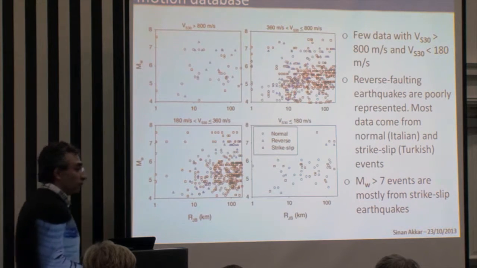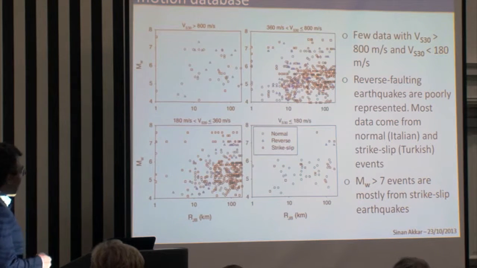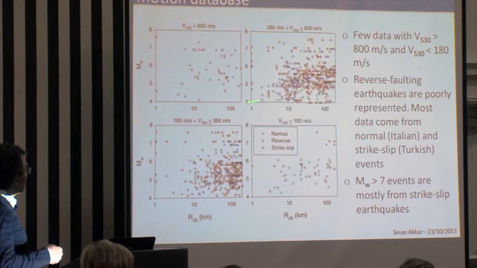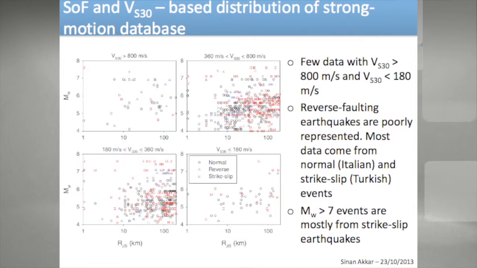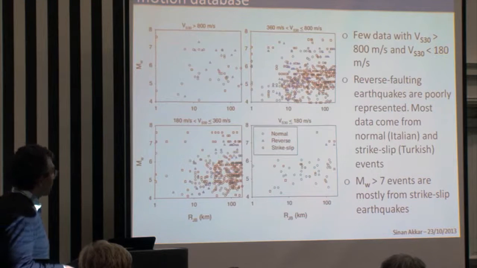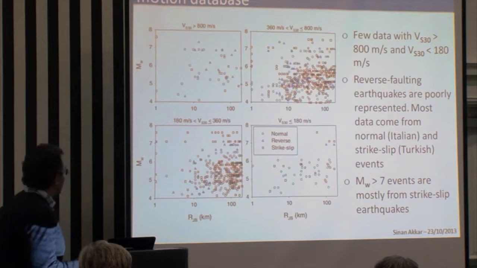This is another way of representing the strong motion database. Now this time I'm just showing the distribution again in terms of magnitude and distance for different VS30 bins. So this is, I would say, rock, stiff, soft soil, and then this is very soft soil. So the database lacks a significant amount of data for rock and very soft soil. We are quite in good shape for stiff and soft soils.